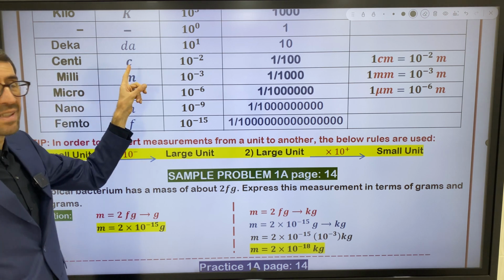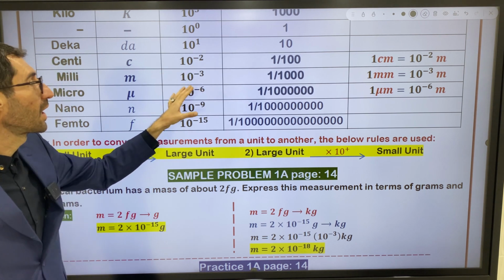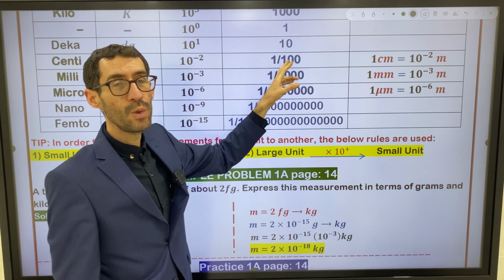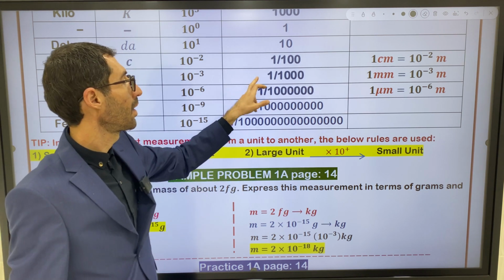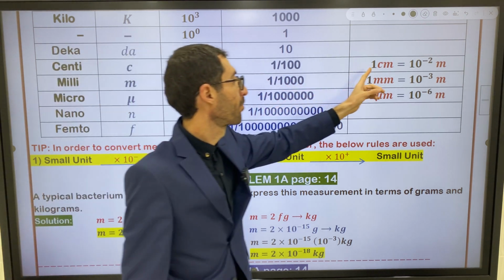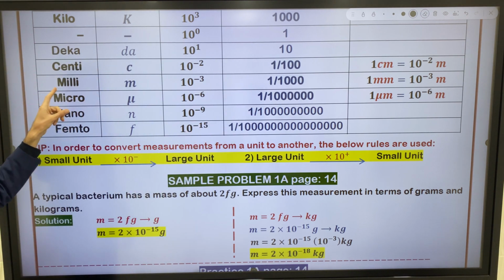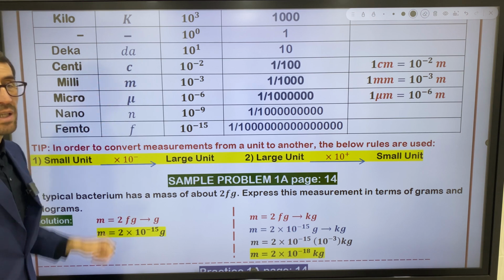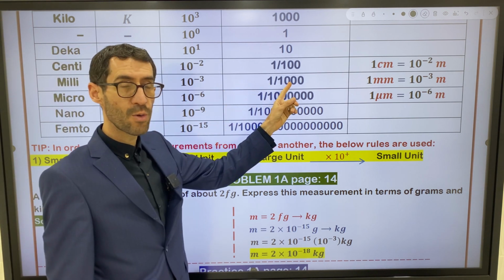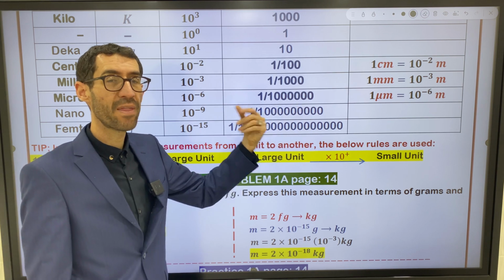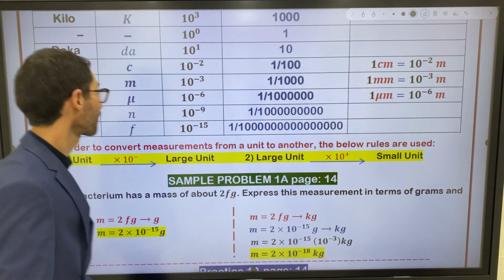Centi, symbol of centi, small c. This is the power of centi, 10 to the power negative 2. And this is the value, 100ths, or 1 over 100. 1 centimeter is equal to 10 to the power negative 2 meters. I want you to memorize these powers. Milli, the symbol of milli, small m. Power of milli, 10 to the power negative 3. 1 over 1,000, or 1,000th. 1 millimeter is 10 to the power negative 3 meters.